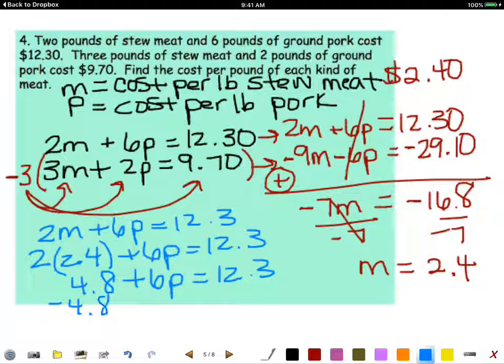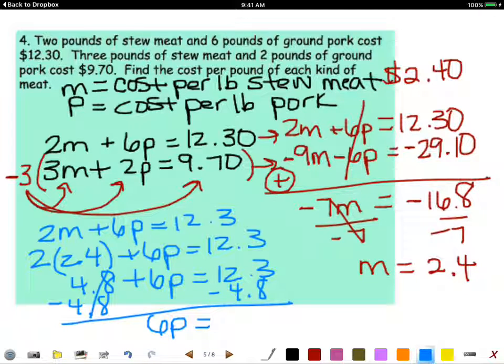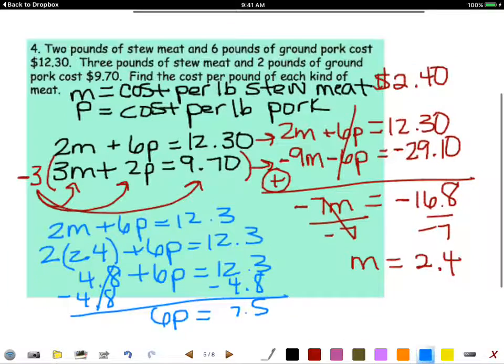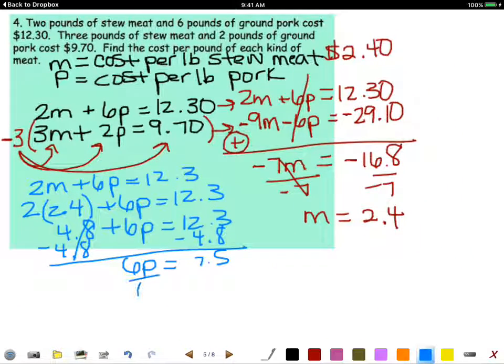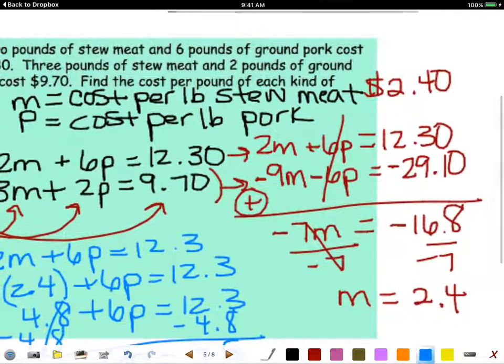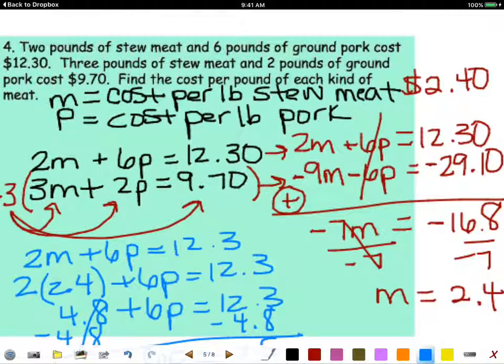Subtract the 4.8. 6P equals, what is it? 7.5 or 7.50. Divide by 6. And P equals 1.25? Yeah. Okay, so what does that mean? Each pound of pork is $1.25. That's very cheap.